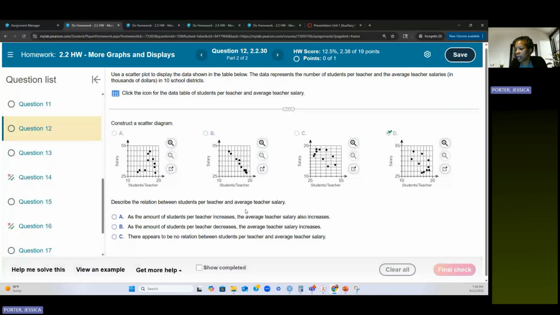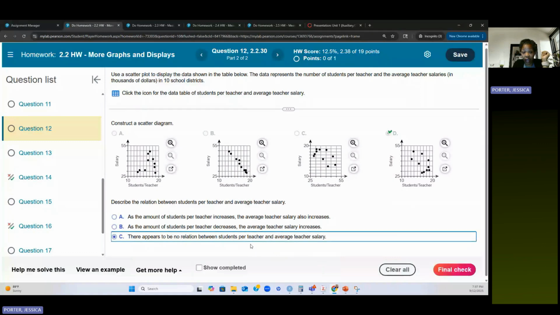And then let's do this question. Describe the relation between students per teacher and average teacher salary. Well, we're going to get into scatter plots a little bit later, I think actually next week, a little bit deeper. But when you have points that are all over the place, that means that there's no relationship. So there appears to be no relation between students per teacher and average teacher salary.